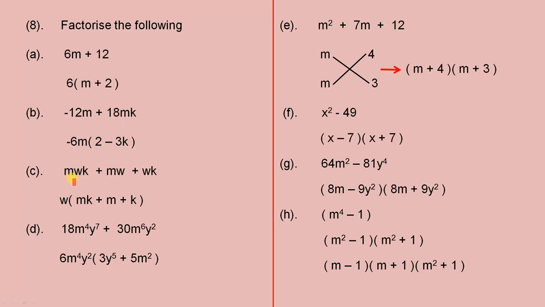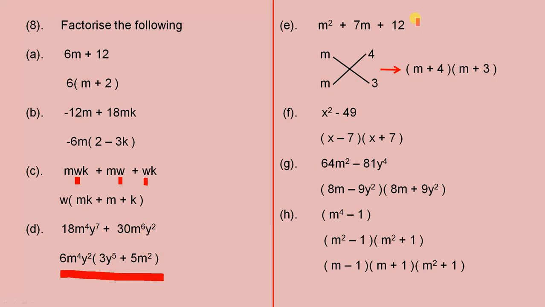These three terms here, you'll see that the common term is w, w, and w. Take that out, you're left with those terms. Multiply that out, you get that answer. Same here. If you look at 18 and 30, 6 divides into both of those, so you take 6 out. You have m to the 4th and m to the 6th, so you take m to the 4th out. Y to the 7th and y squared, you take y squared out. There is your answer. If you multiply that through, you will get that answer.